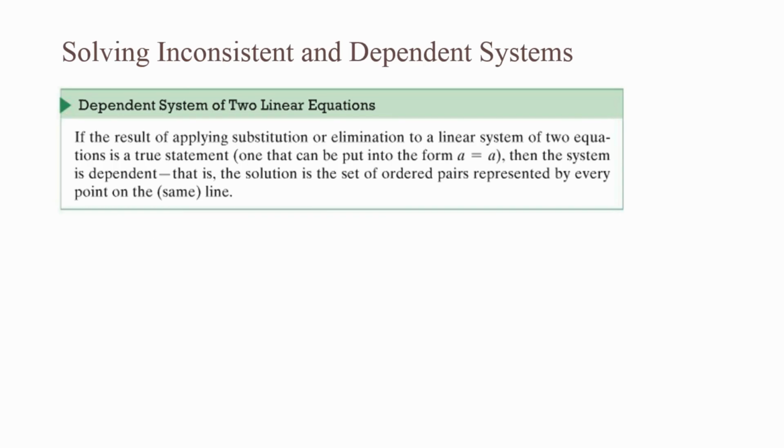Dependent system of two linear equations. If the result of applying substitution or elimination to a linear system of two equations is a true statement, one that can be put into the form A equals A, then the system is dependent. That is, the solution is the set of ordered pairs represented by every point on the same line.